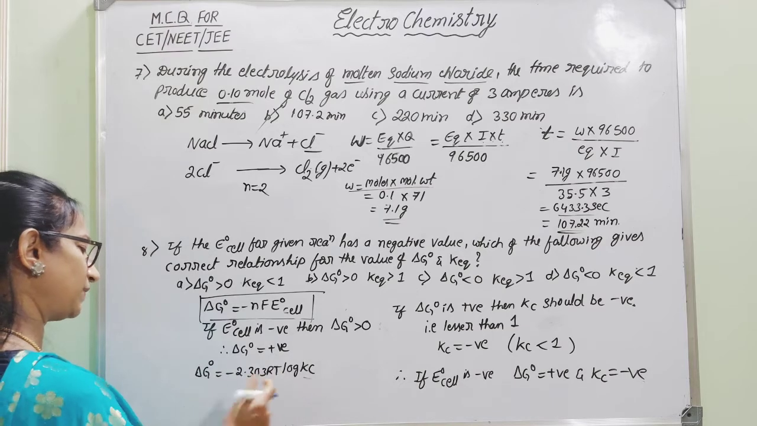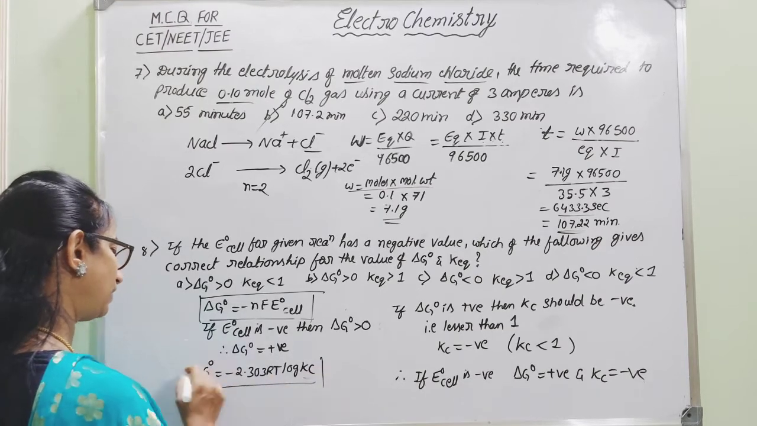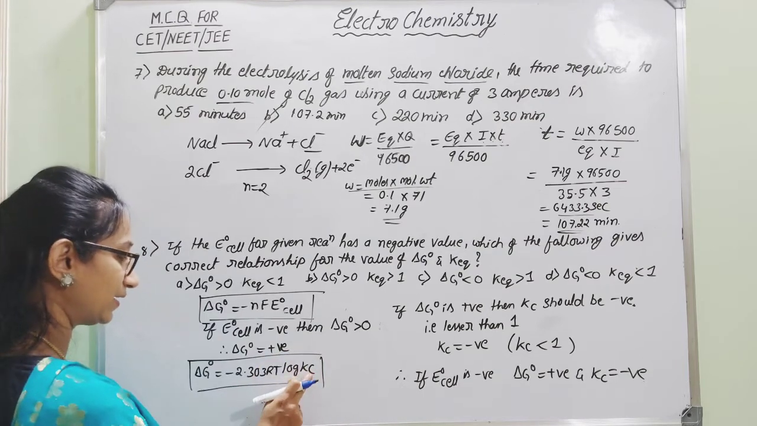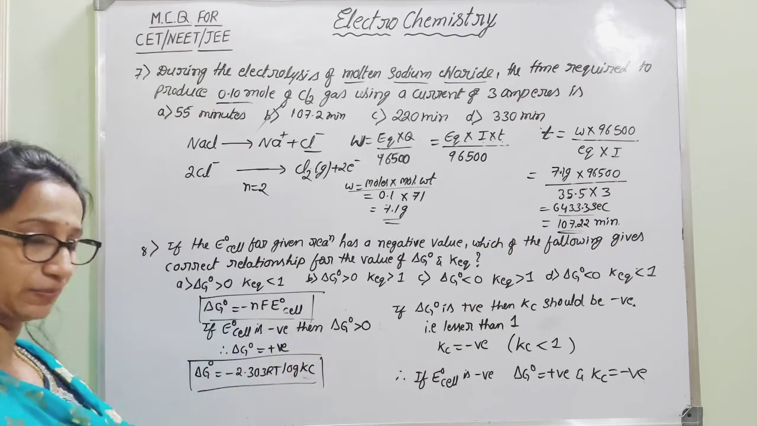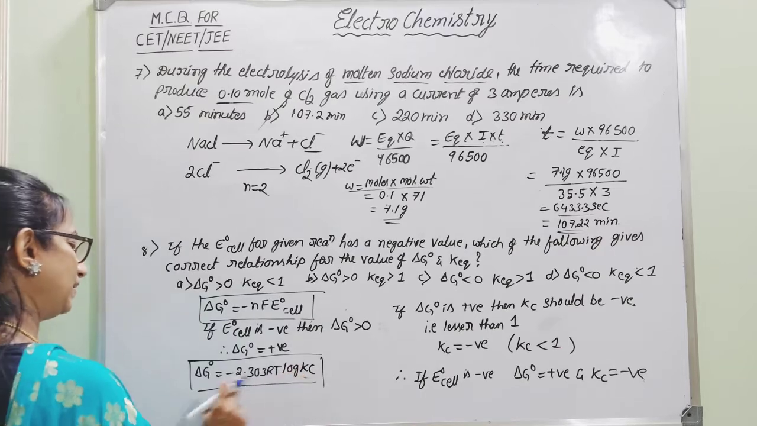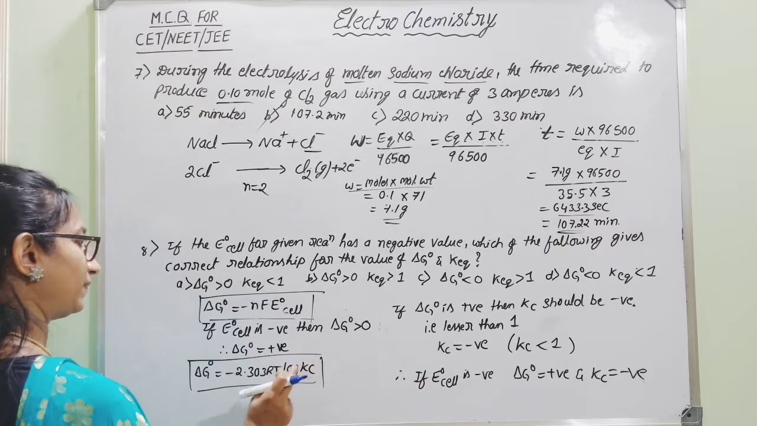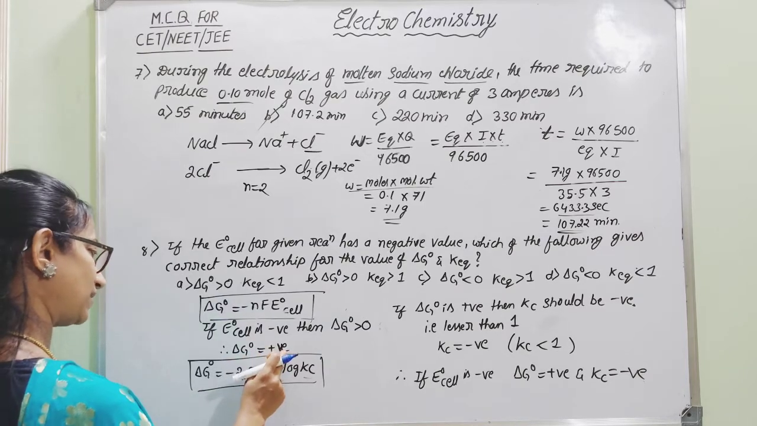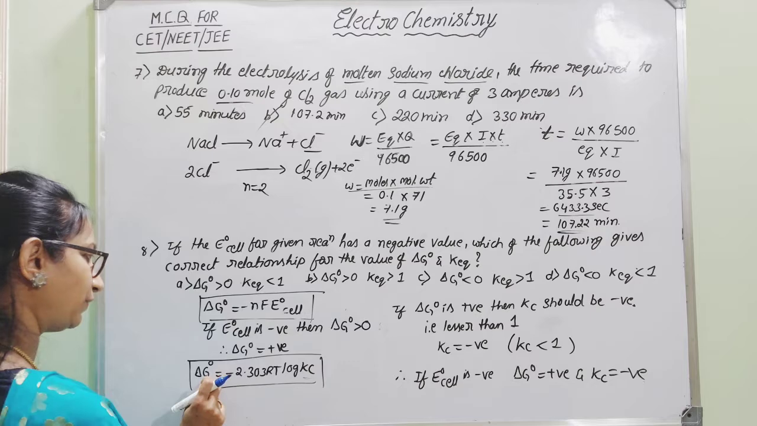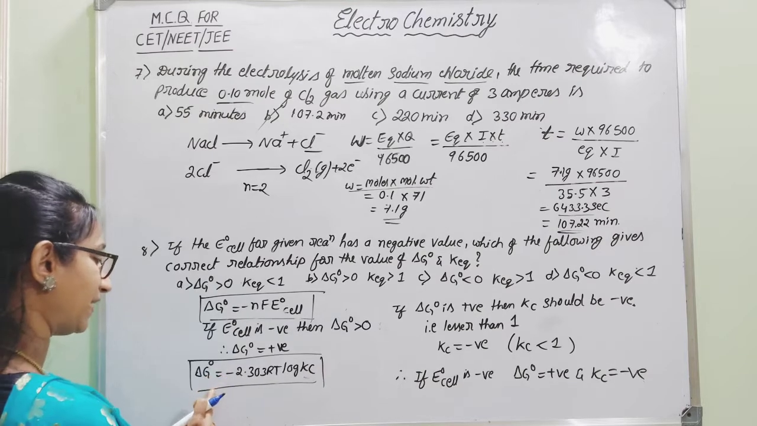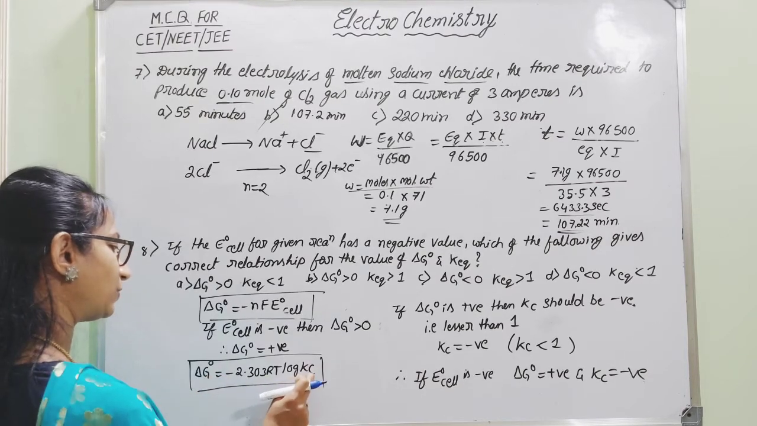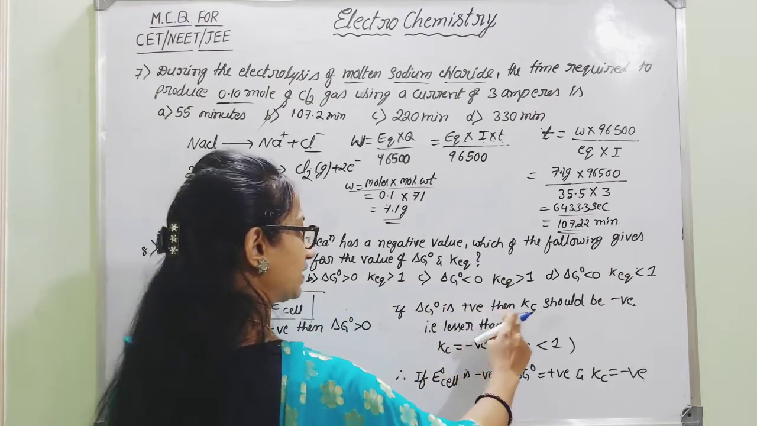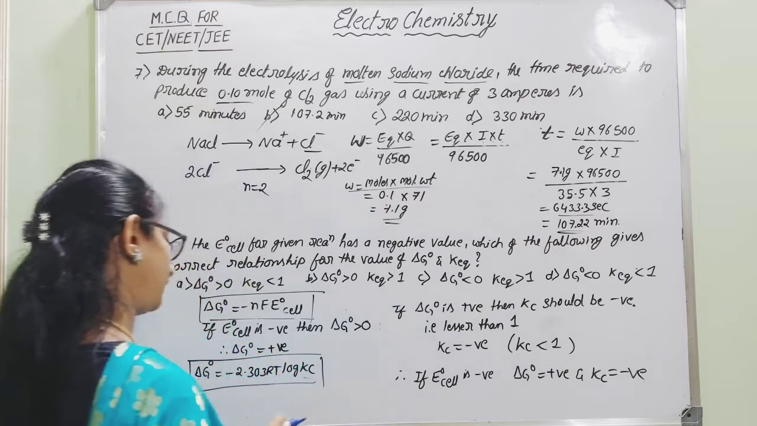Next, another expression. Delta G naught is equal to minus 2.303 RT log Kc, equilibrium constant Kc value. Here we have to relate this delta G naught and Kc. In case we have got delta G naught value positive, if you have to get it as a positive value, then what happens to log Kc? Then if delta G naught is positive, then log Kc should be negative.